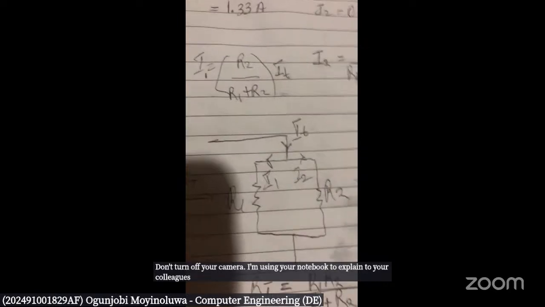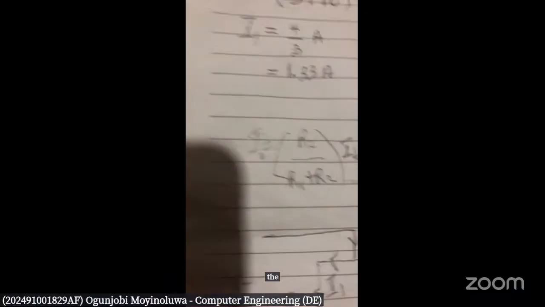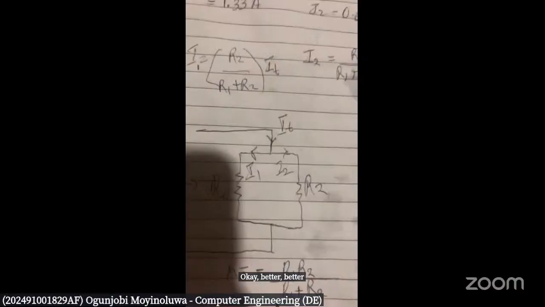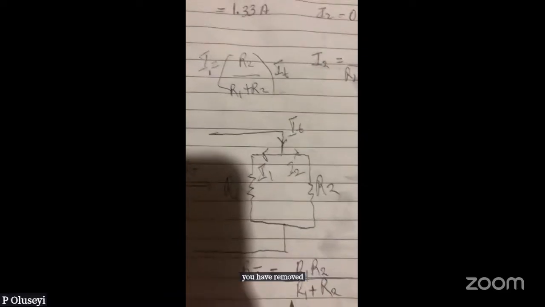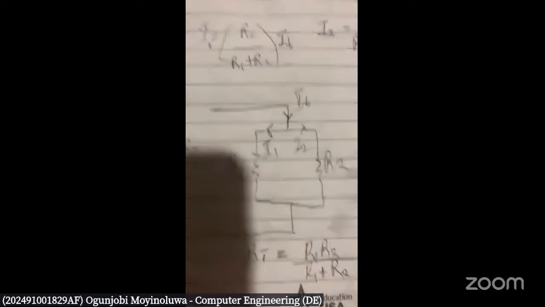I'm using your notebook to explain to your colleagues. All right. Okay. Yes, there is a shadow casting on it, which I don't want. The shadow is casting on the RT. You have removed it. Okay, better. Just leave. No. You have removed the RT from the screen. The RT is here. No, just leave. You have removed it again. Just move it back. Okay, leave it like that. Let it be stable like that.